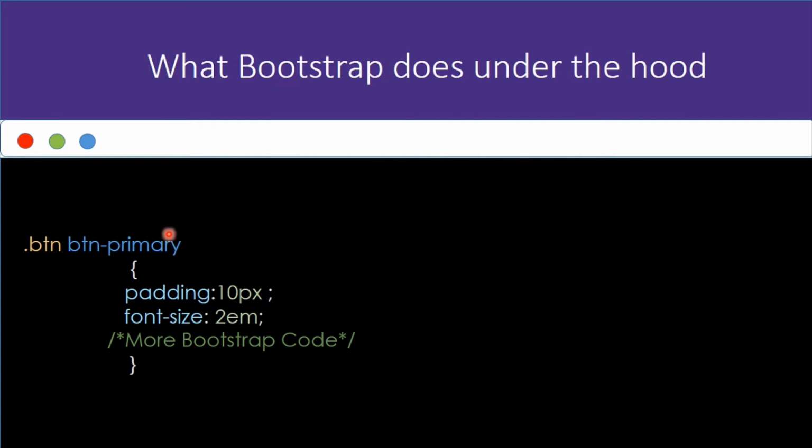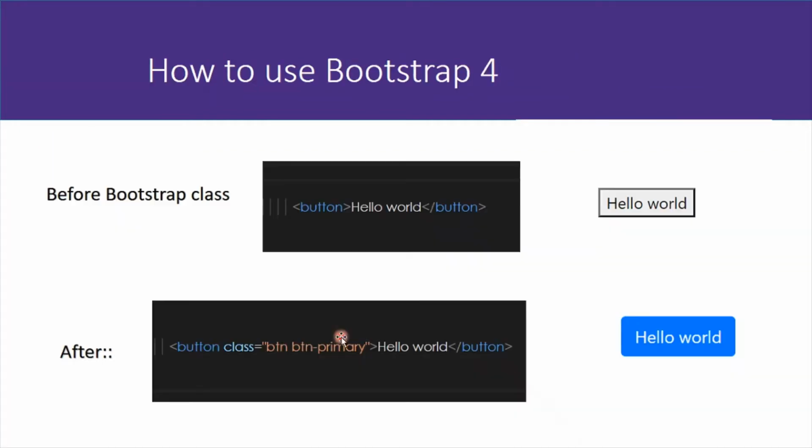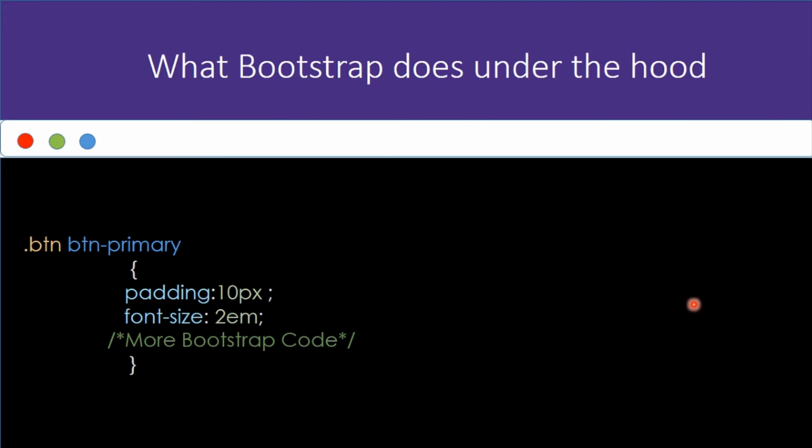If you were actually to go into the Bootstrap CSS and scroll down the 1,000 lines of code, you're going to find at some point the btn primary class, where they adjust your padding, they change your font size, probably even change the font family, and a lot more Bootstrap code, until your button results in what we saw in the previous slide, as that hello world beautiful button. So this is exactly what Bootstrap does for you under the hood. So you don't have to do it, they already did it.